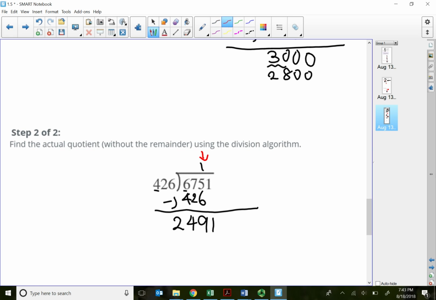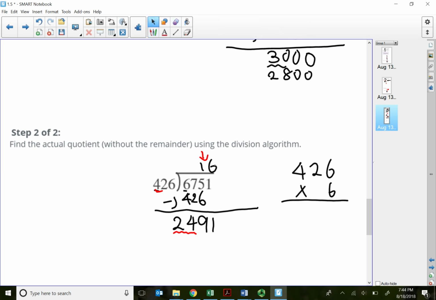Now let's take a look. 4 going into 24 is about 6 times. So let's see if 6 is too big. You can do this on the side if you like. 426 times 6. I normally just do it by looking at it a little bit. So I normally do 6 times 6 is 36, carry 3. 6 times 2 is 12, 12 plus 3 is 15, carry 1. 6 times 4 is 24 plus 1 is 25, so that's too big.